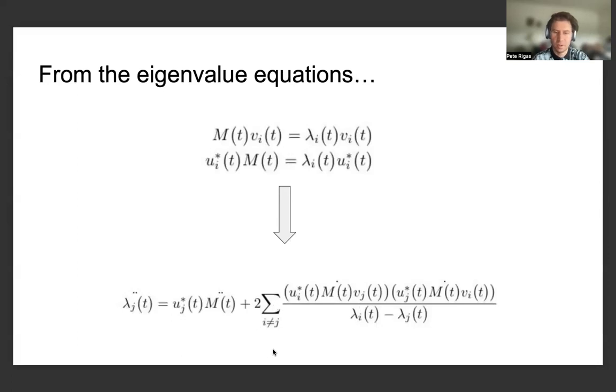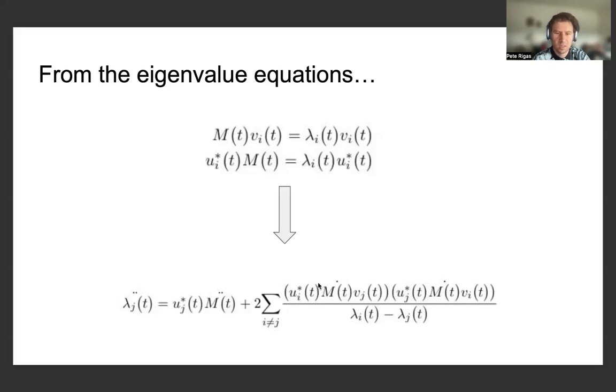First of all, in the second part, we have a summation over i not equal to j, and in the denominator of this expression, we have the difference lambda i of t minus lambda j of t, whereas in the numerator of this expression, we have two expressions which are dependent upon the first time derivative of the real matrix M of t that we introduced a couple slides ago. So besides these terms, which is M dot of t appearing in these two locations for the first time derivative of the real matrix, we also have the quantities u_i star of t v_j of t, as well as u star j of t v_i of t.